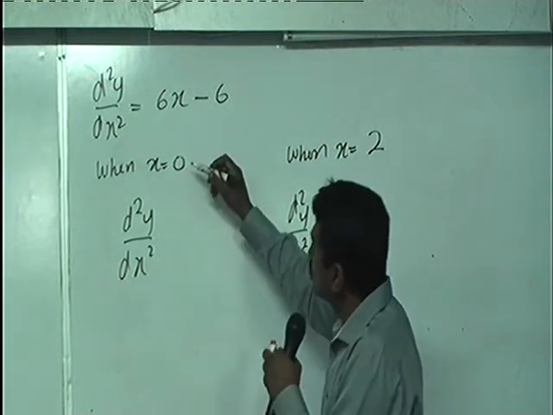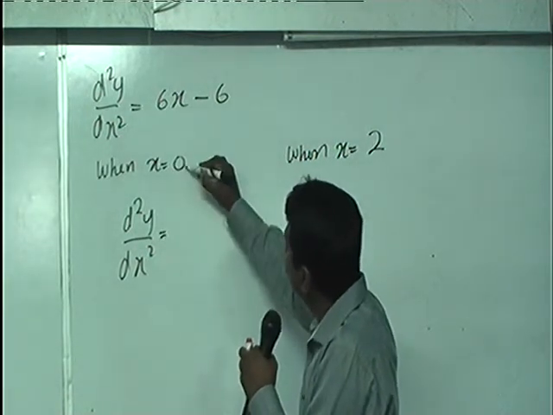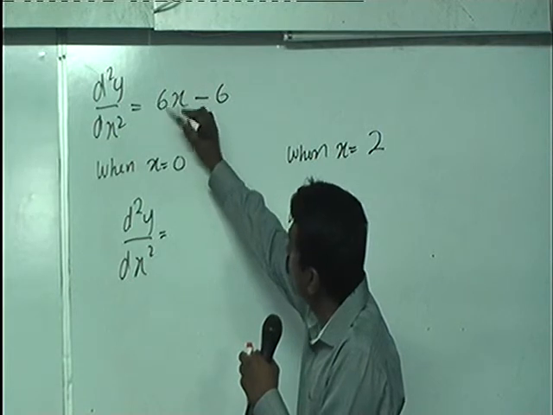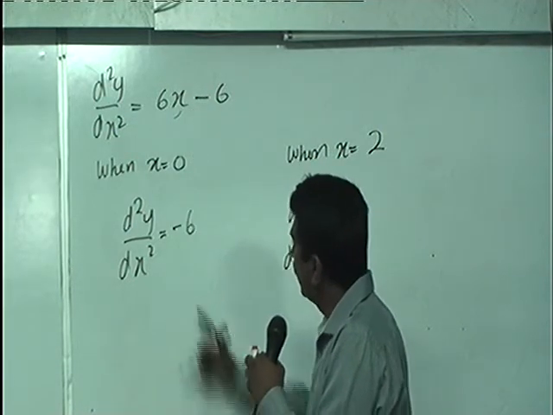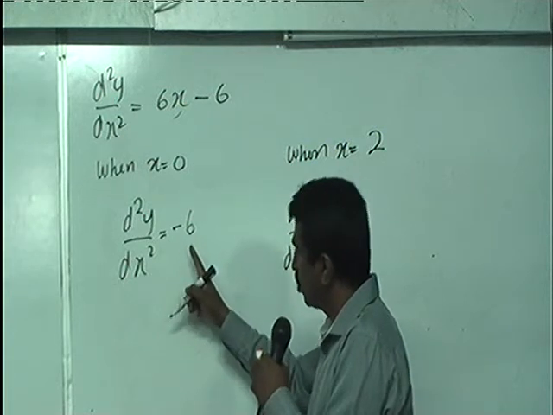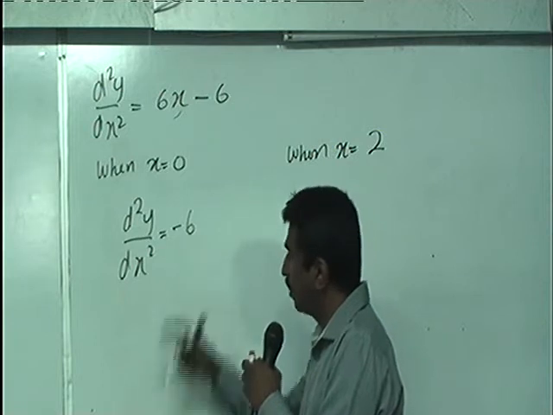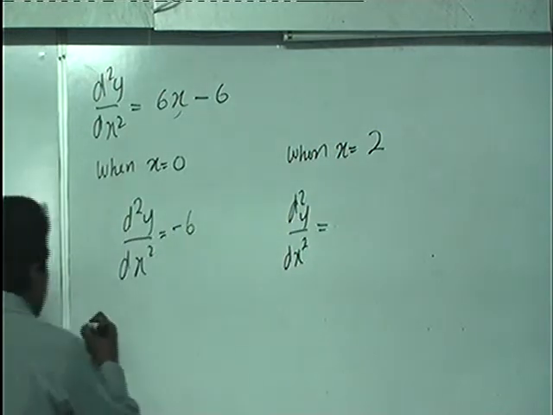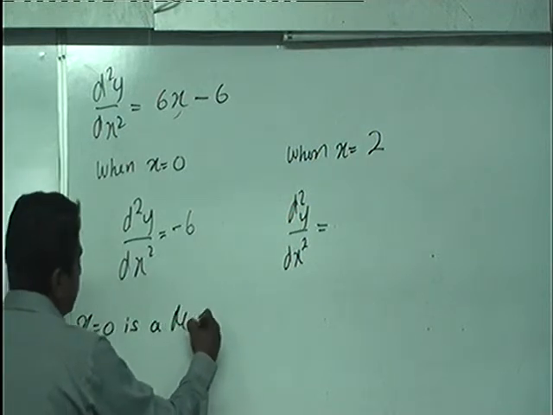Now could you please substitute this one in the formula here? X equals 0 means this part goes to 0. So the answer is minus 6. If this is a negative figure, we already know the point is a maximum point. So x equals 0 is a maximum point.